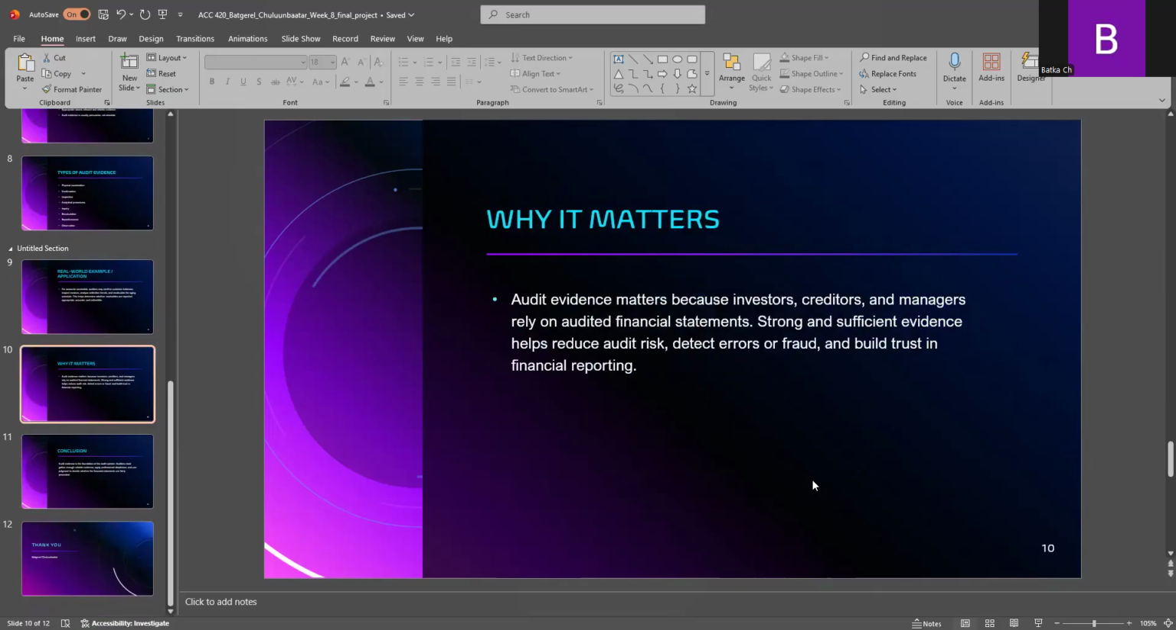Why it matters? Audit evidence matters because many people rely on audited financial statements, including investors, creditors, managers, and regulators. Strong audit evidence helps reduce audit risk and supports reliable financial reporting. It also helps detect errors and fraud before users make decisions based on incorrect financial information.